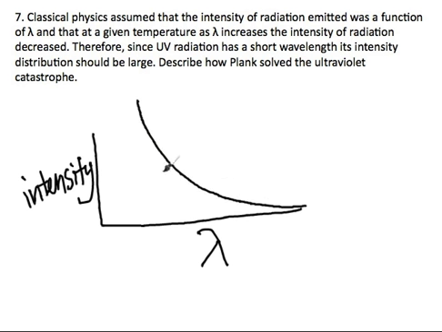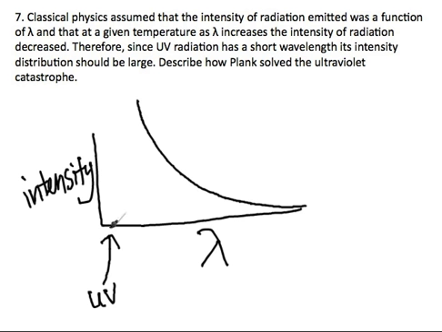At a particular temperature, as wavelength increases, the intensity of radiation decreased. Now, because UV radiation has such short wavelength, going by this idea, the intensity should be incredibly high, infinitely high. So this was called the UV catastrophe.